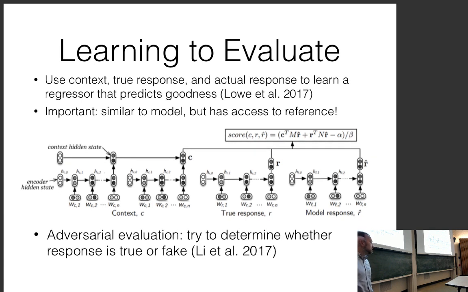And then another idea is essentially adversarial evaluation, where you take in either a true response or a model response, and you try to decide whether it's a true response or a model response. And the more that you can fool a discriminator, the better job you're doing at generating outputs.